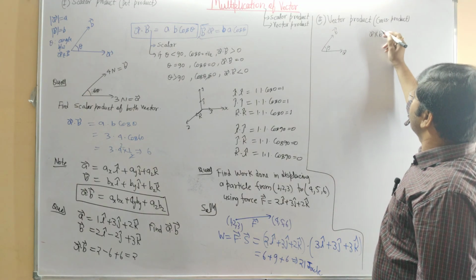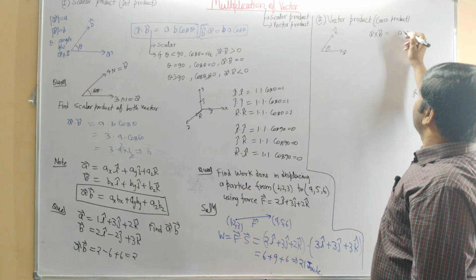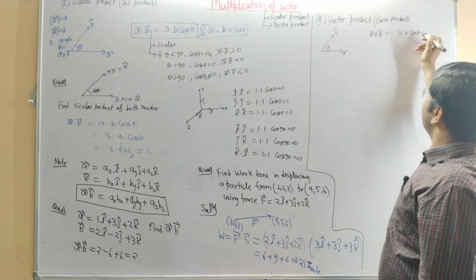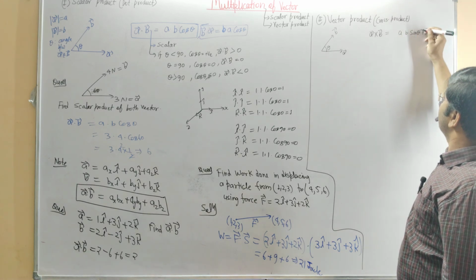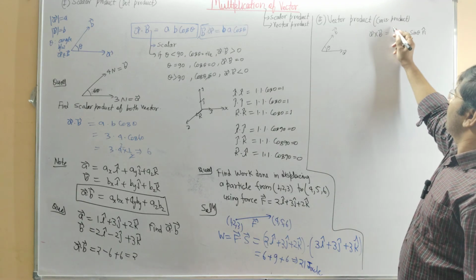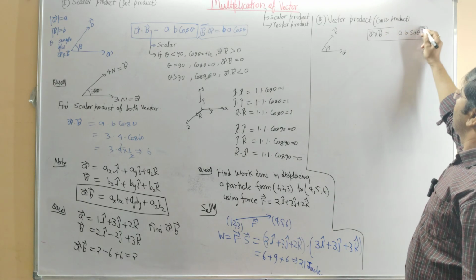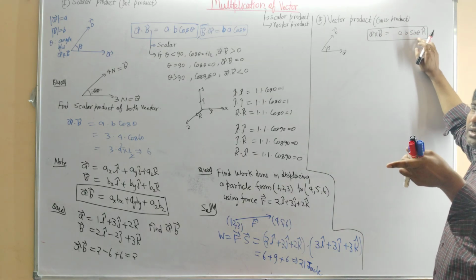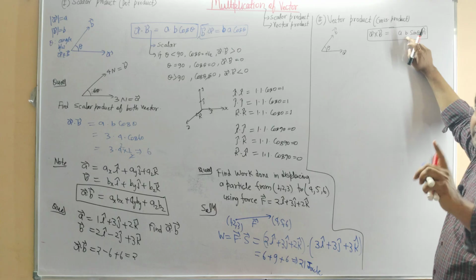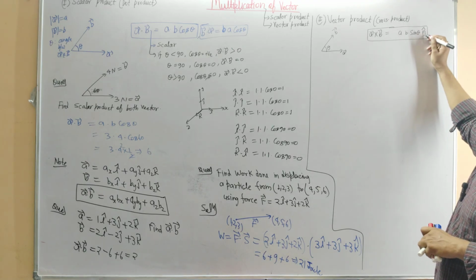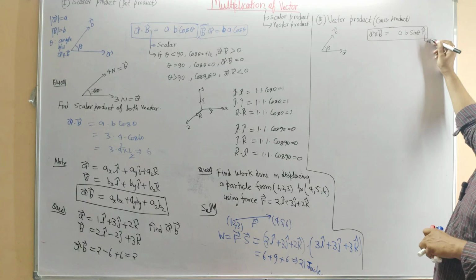So the cross product A cross B is defined as AB sine theta times a unit vector. This is a vector quantity. So A cross B is AB sine theta into n, where theta is the angle between A and B, and A and B are the magnitudes of vector A and vector B. This is a unit vector.